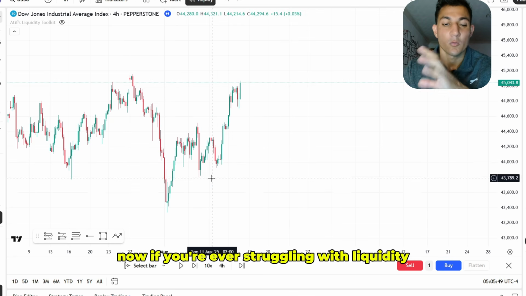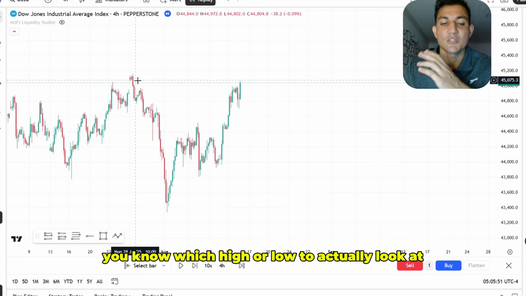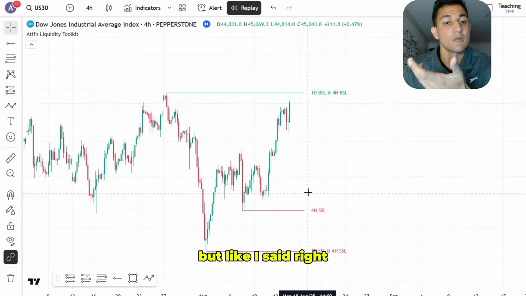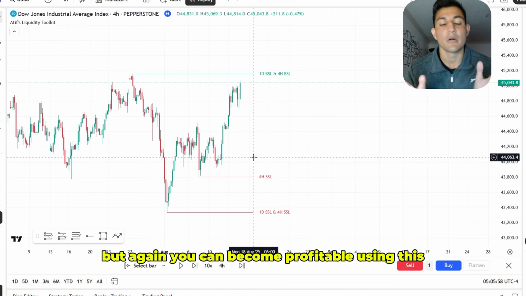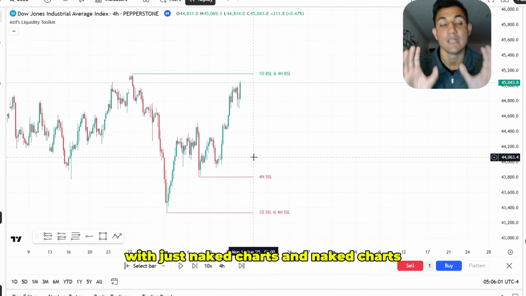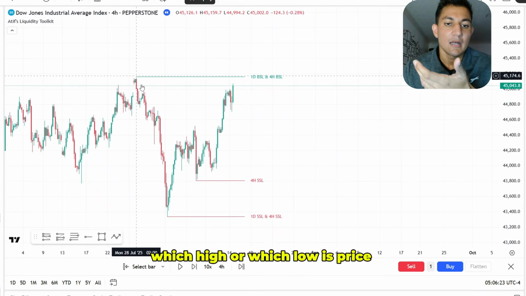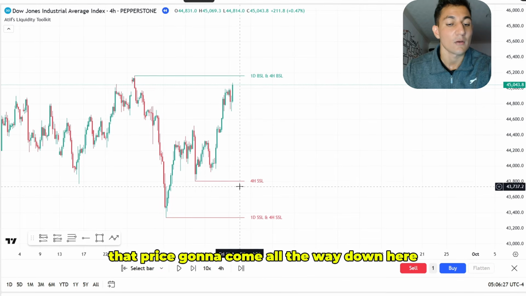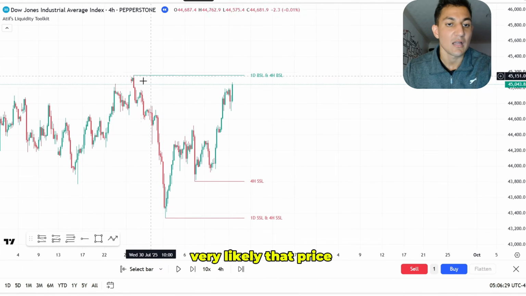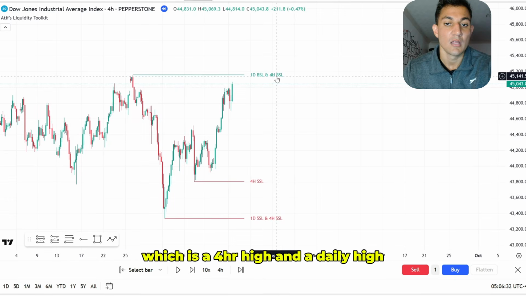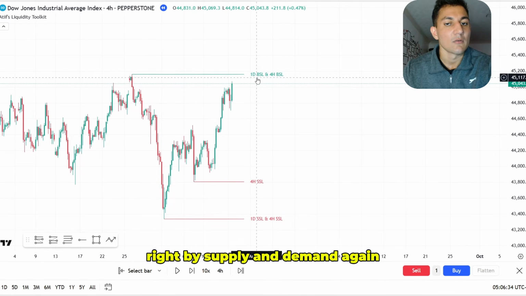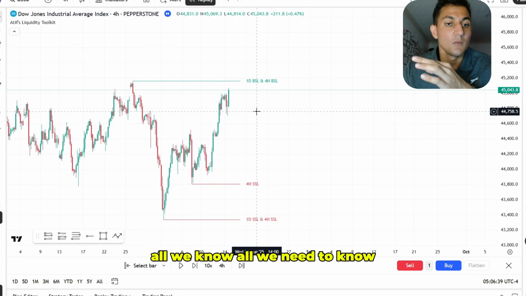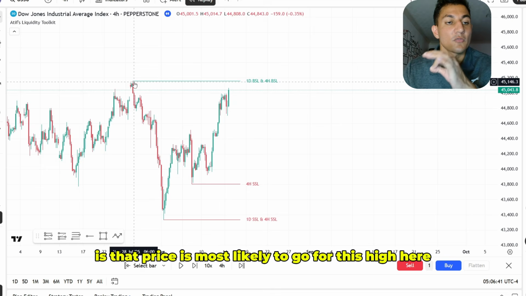Now, if you're ever struggling with liquidity and determining which high or low to actually look at, simply use the indicator. It does it all for you, but like I said, right, the indicator will add to the win rate, but again, you can become profitable using this with just naked charts. But essentially, which high or which low is price most likely to go for? Very, very unlikely that price is going to come all the way down here and take out this liquidity. Very likely that price is going to go for this liquidity here, which is a 4-hour high and a daily high, right? Buy side liquidity. Again, terminology does not matter, right? All we need to know is that price is most likely to go for this high here, right?